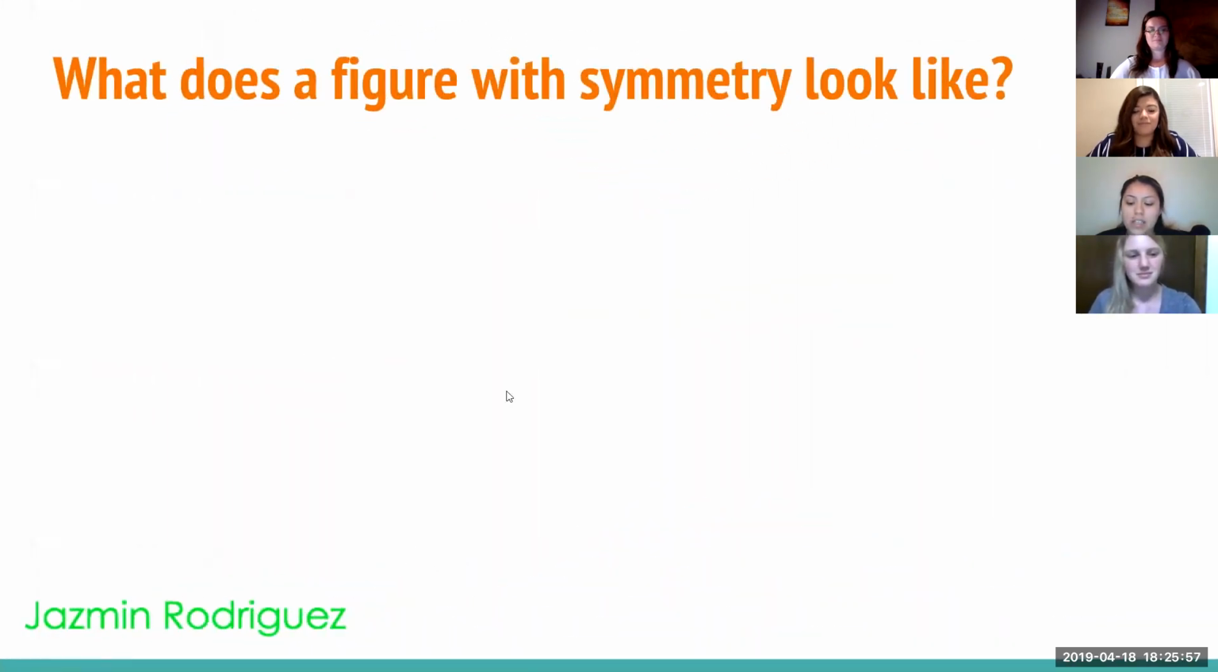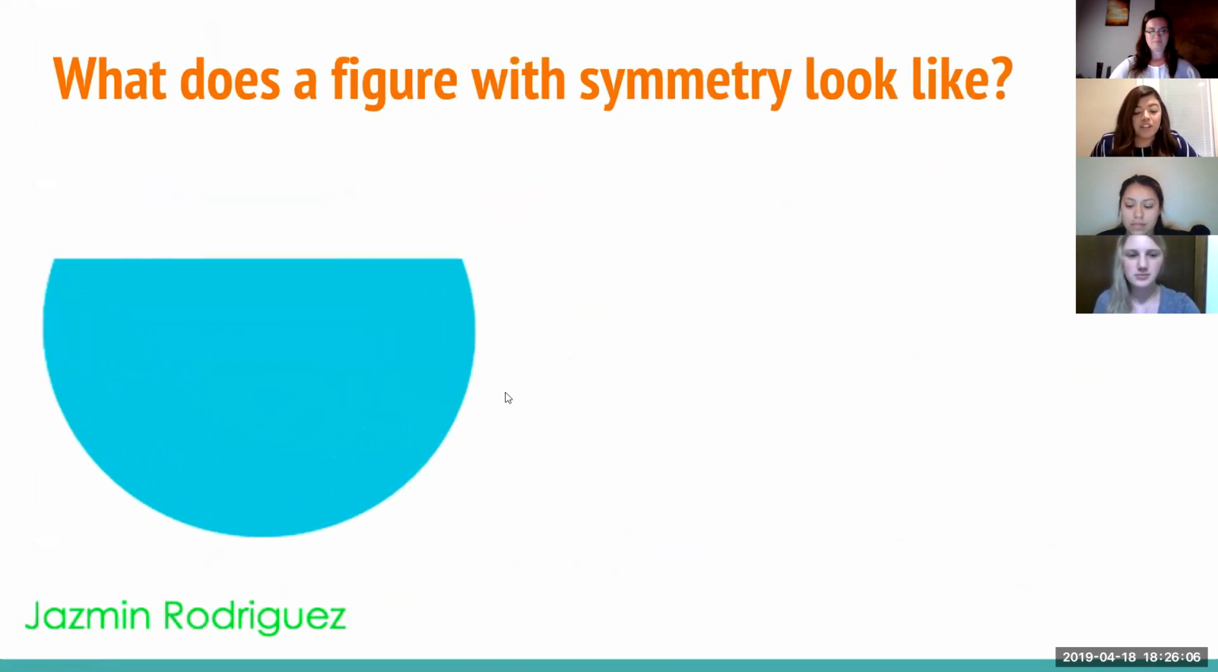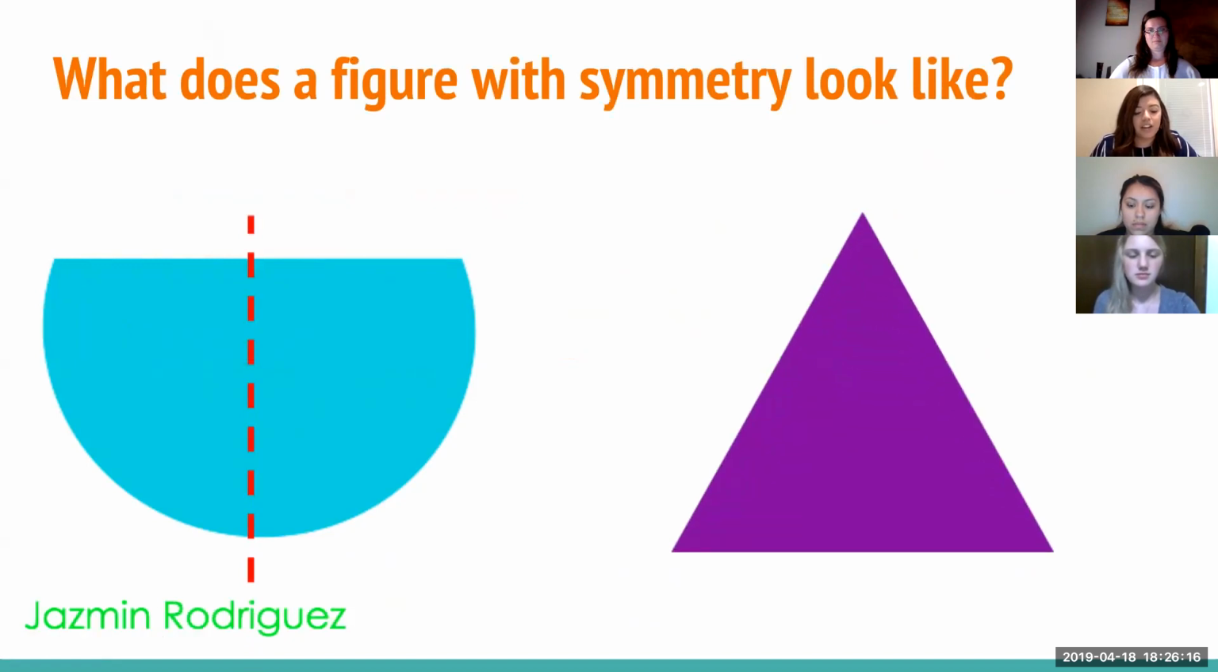Jasmine, what does a figure with symmetry look like? Cece, I love your question. First, let's begin with a half circle. This image demonstrates one line of symmetry because we can draw a line of symmetry vertically, and both of our sides will look identical. As you can see, our left side looks exactly like our right side.